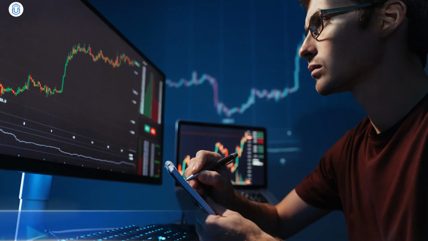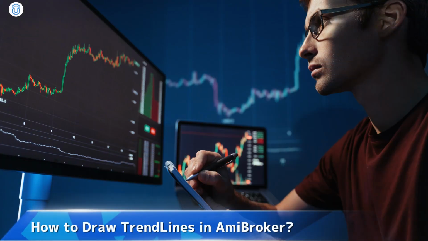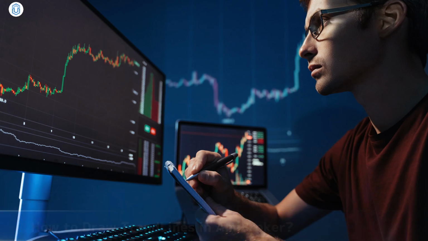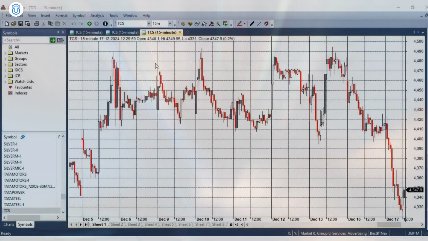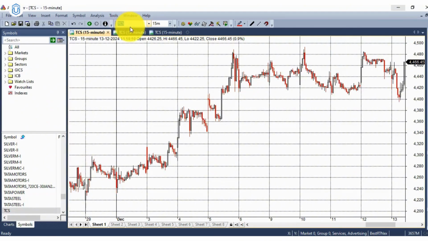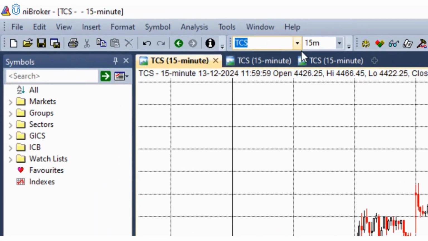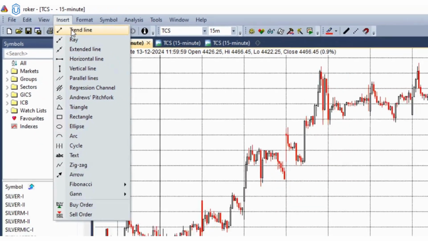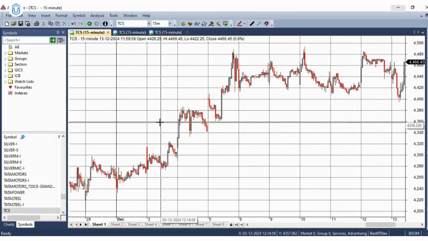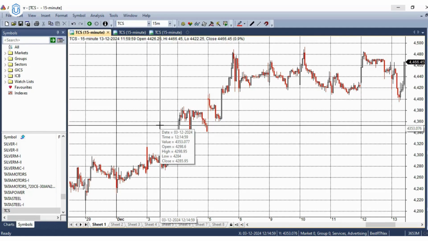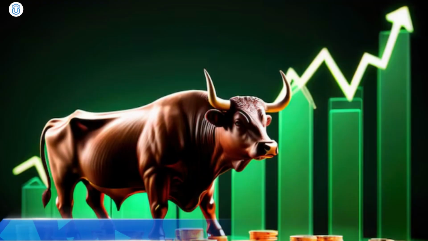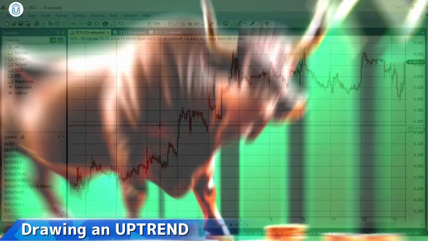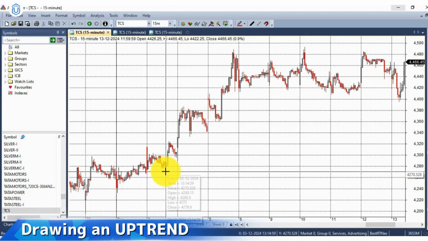Now the second subtopic is how to draw trend lines in AmiBroker. For that, first let's open a chart in AmiBroker. Choose the stock or symbol that we want to analyze. Next, we need to select the trend line tool. You'll find the trend line tool in the insert option. In that insert, choose trend line. Once you select it, now let's start drawing an uptrend. For an uptrend, we need to connect two or more higher lows. Let me show you how.